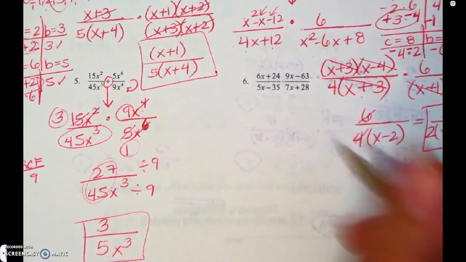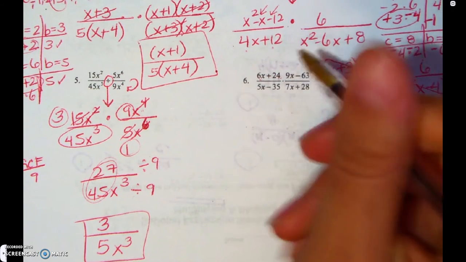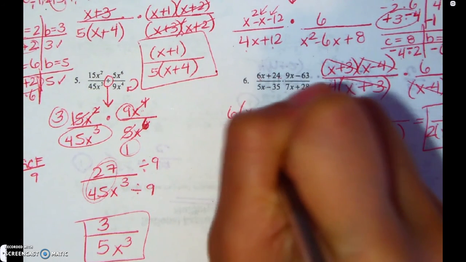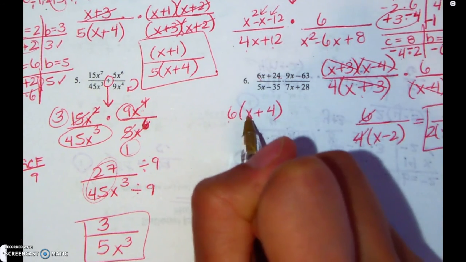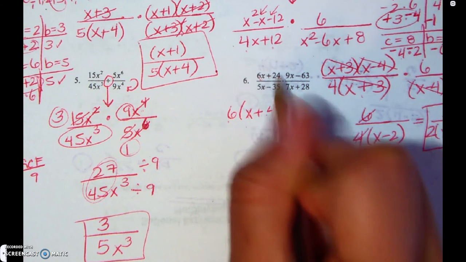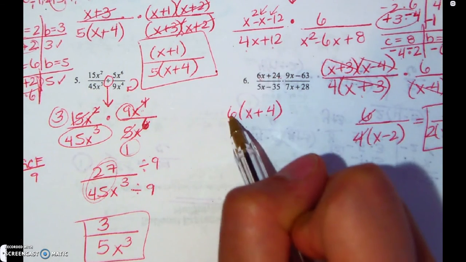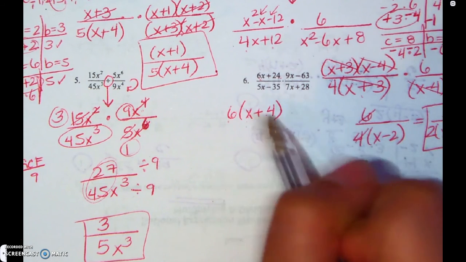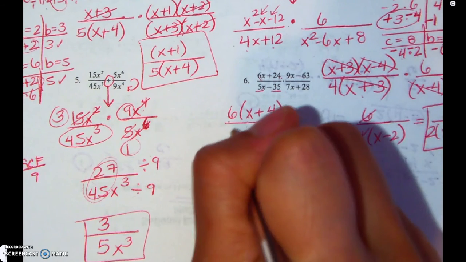Okay, let's look at number 6, last problem. This has two terms, so I need to find the greatest common factor between the two, which actually happens to be 6. 6 times x gives me 6x, and 6 times 4 gives me 24. If you want to look at it the other way, 6x divided by 6 is 1x, 24 divided by 6 is 4.